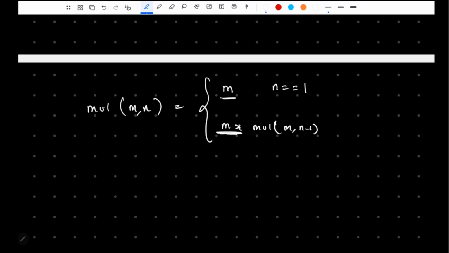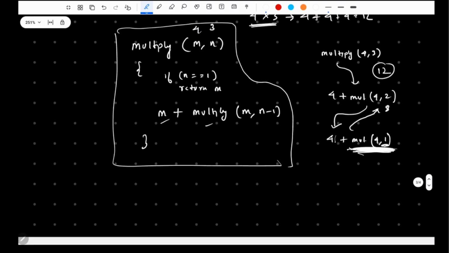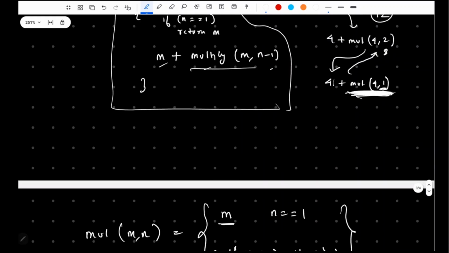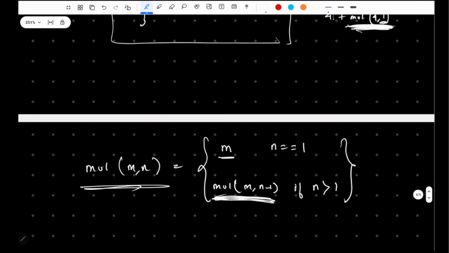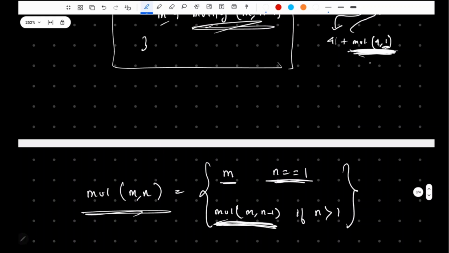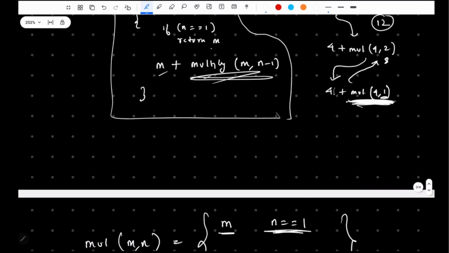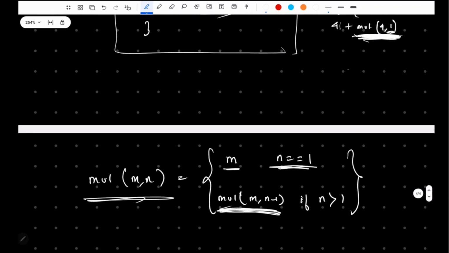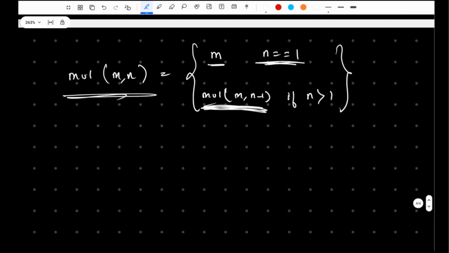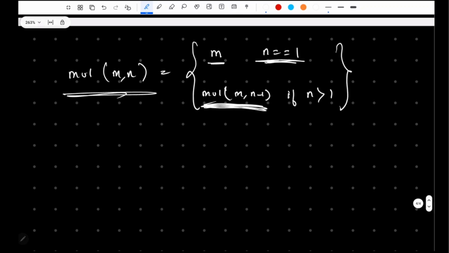We will not take this into account because this is a non-recursive term. We take only multiply of m comma n minus 1, if n is greater than 1. If n is equal to 1, we are returning m. Otherwise, it is the multiplication of m, n minus 1. So this is the recurrence relation of this.